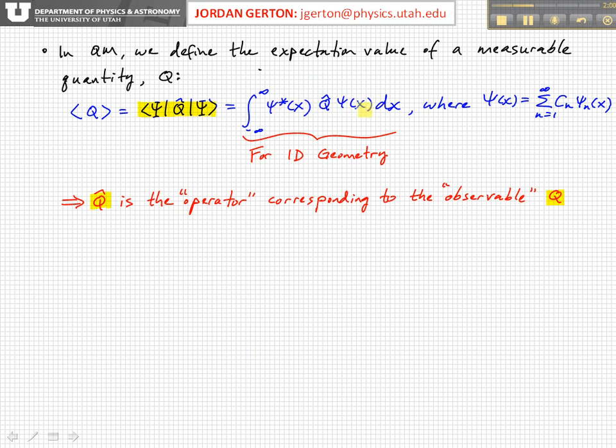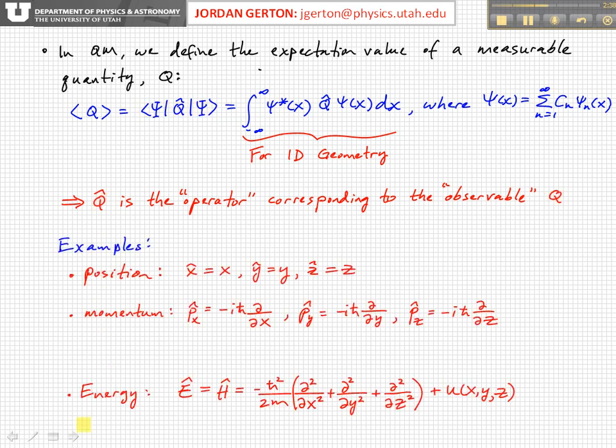Okay, and it's important for reasons that we'll understand as we continue on in the class. Again, psi of x is some arbitrary superposition state. So I've changed my notation from f of x to psi of x because this is just what's traditionally used in quantum mechanics. Again, it's the superposition of these basis states, the eigenfunctions, the psi sub n's. Here I'm assuming a one-dimensional geometry so that we only have to integrate over one dimension. Again, this Q hat is the operator corresponding to a particular observable, and here are examples of operators.